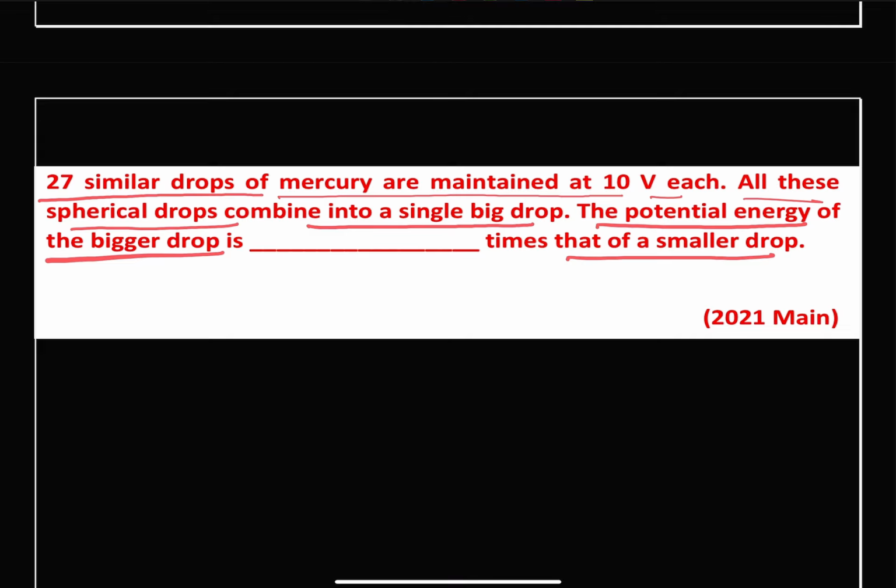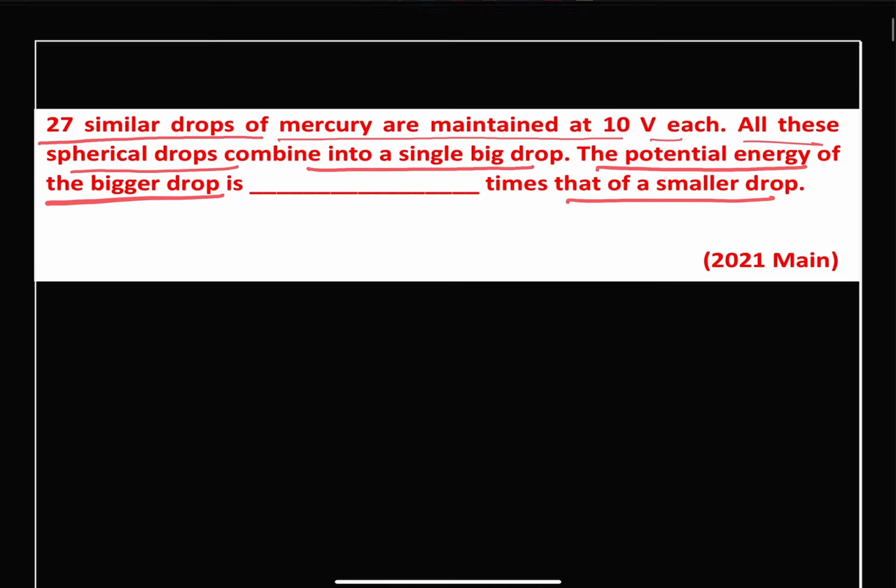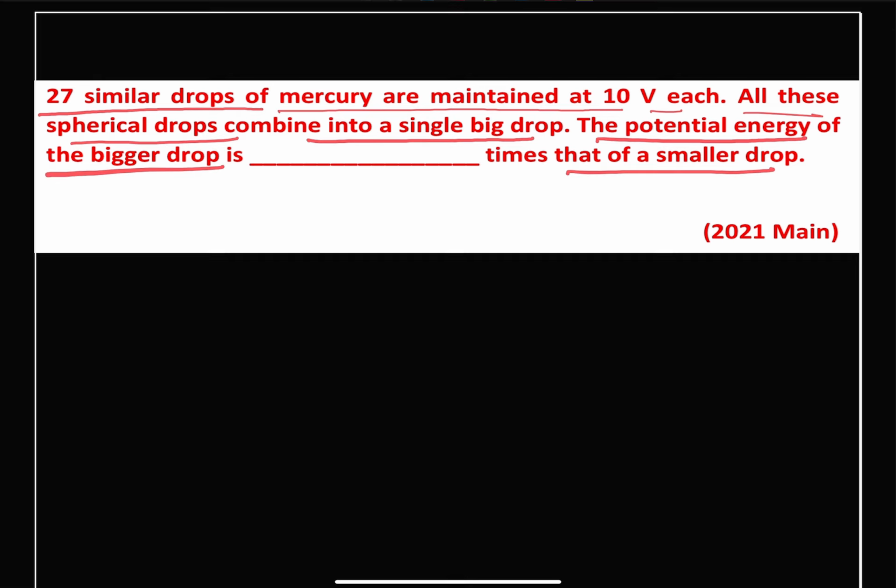So we are given that we have mercury drops which are small. Let us suppose each is having a radius of r, and these are 27 in number, and they combine and form a bigger drop. Let us suppose the radius of the bigger drop is capital R.